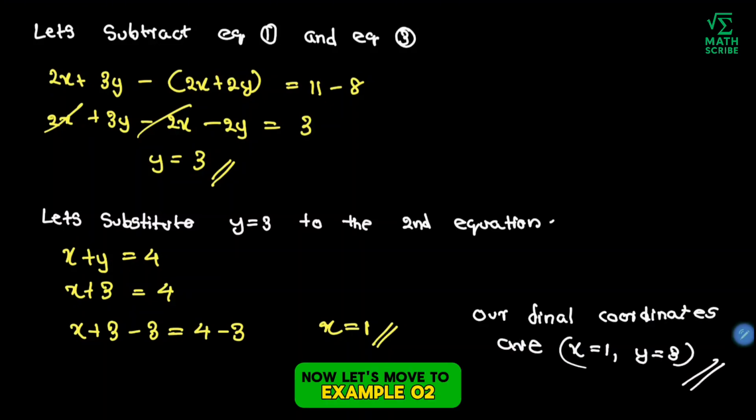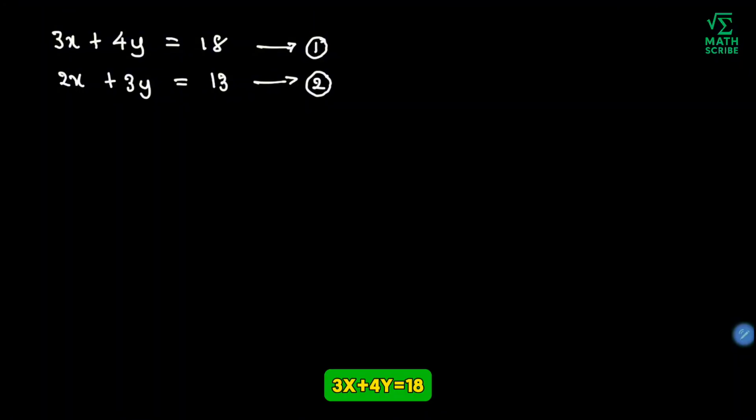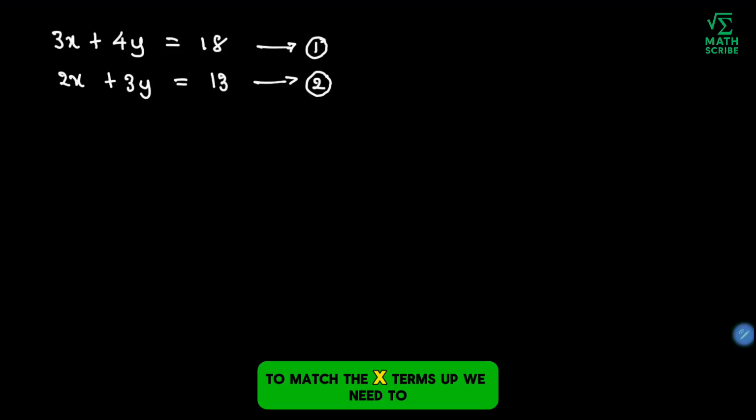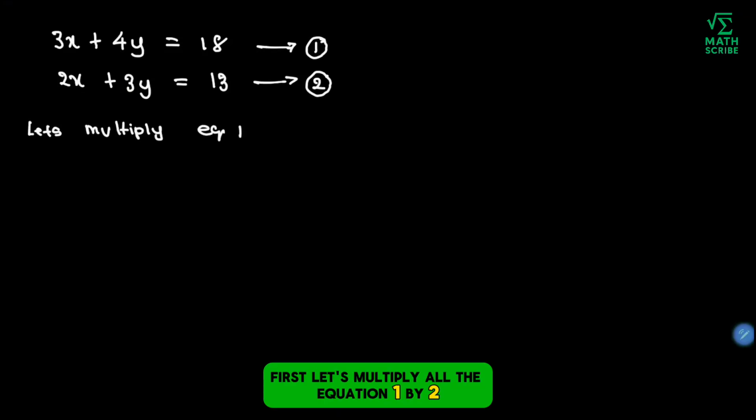Now let's move to example 2. This is where it gets really interesting because multiplying just one equation won't cut it. Look at this system. We got two equations. 3x plus 4y equals 18. That's equation 1. 2x plus 3y equals 13. That's equation 2. To match the x terms up, we need to find a common multiple for 3 and 2, which is 6. First, let's multiply all of equation 1 by 2.